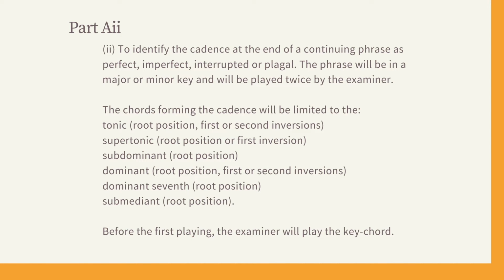Part A2, to identify the cadence at the end of a continuing phrase as perfect, imperfect, interrupted or plagal. The phrase will be in a major or minor key and will be played twice by the examiner. The chords forming the cadence will be limited to the following. Before the first playing, the examiner will play the key chord.